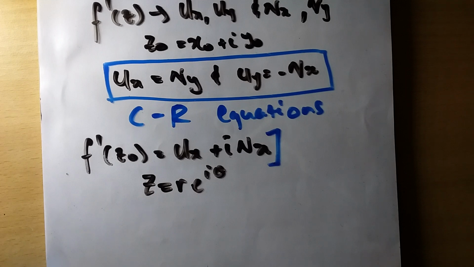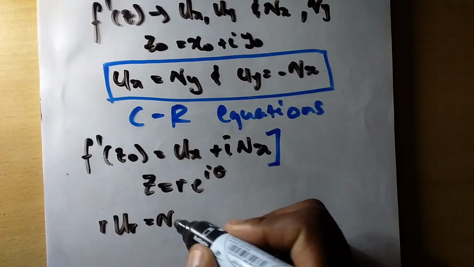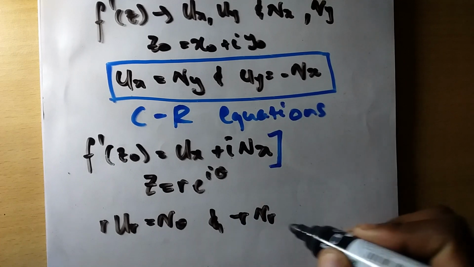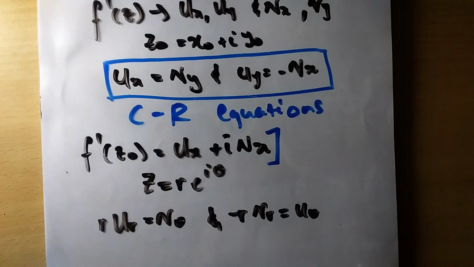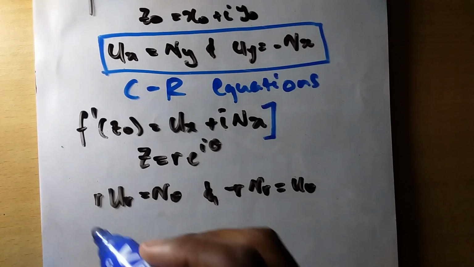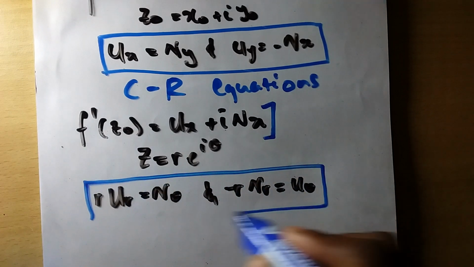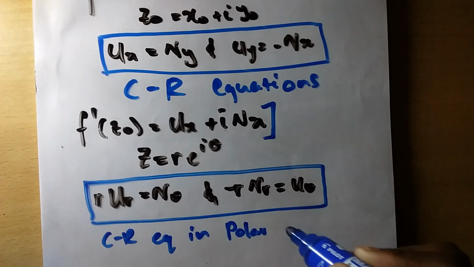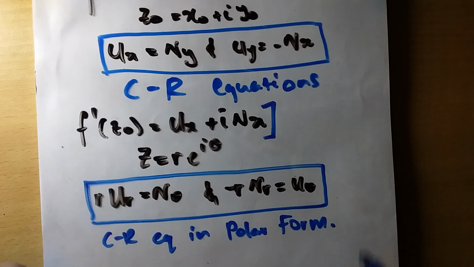Okay, so the conditions that hold for Cauchy-Riemann equations in rectangular form also hold for Cauchy-Riemann in polar form, and the conditions for Cauchy-Riemann in polar form are given by r u_r equals v_theta, and the second one is negative r v_r equals u_theta. So these two conditions have to be met. These are the CR equations in polar form.